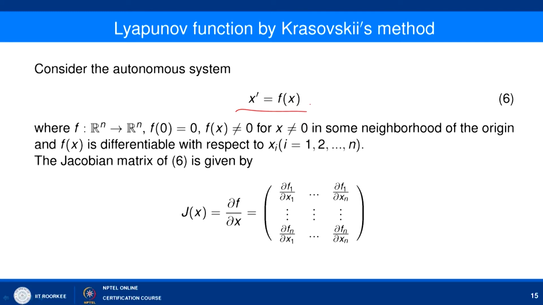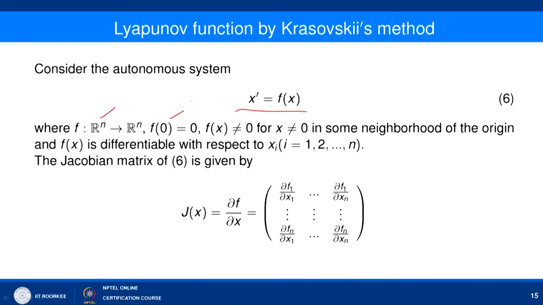So, first method is given as, say, an autonomous system x dash equal to f of x, and here we will show how to construct the Lyapunov function, and we will try to show under what condition this autonomous system has a 0 solution that is asymptotically stable, stable or unstable. So, consider the autonomous system x dash equal to f of x, where f is a function from Rn to Rn, f of 0 equal to 0 and f of x is non-zero when x is non-zero in some neighborhood of the origin. So, it means that here we have assumed that 0 is an isolated critical point.